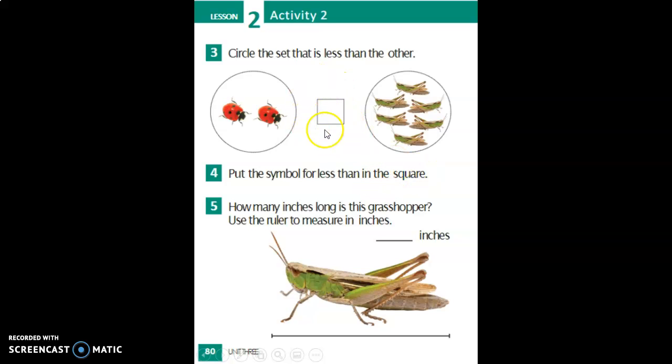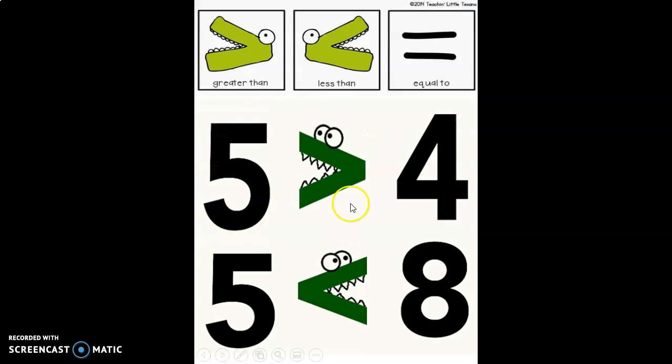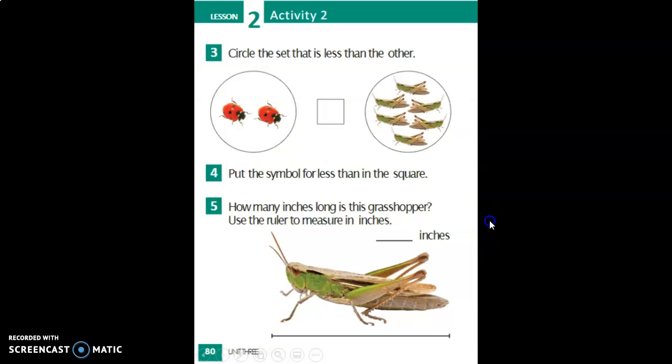So right here, remember, they want to see which is less. So which way is the little end going to point? And the big one. So always remember, you can always go back to this page and refresh: where does the little end point? To the little number, and the big mouth opens to the big number.